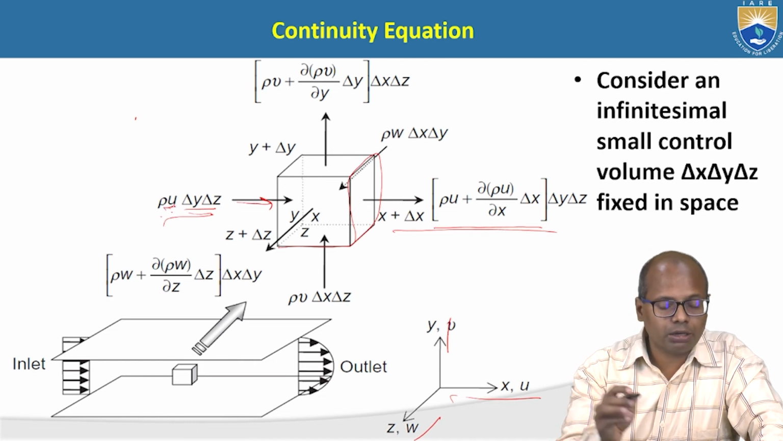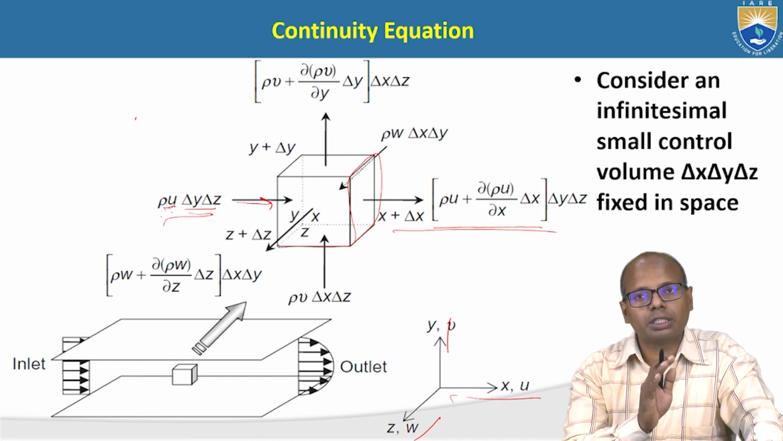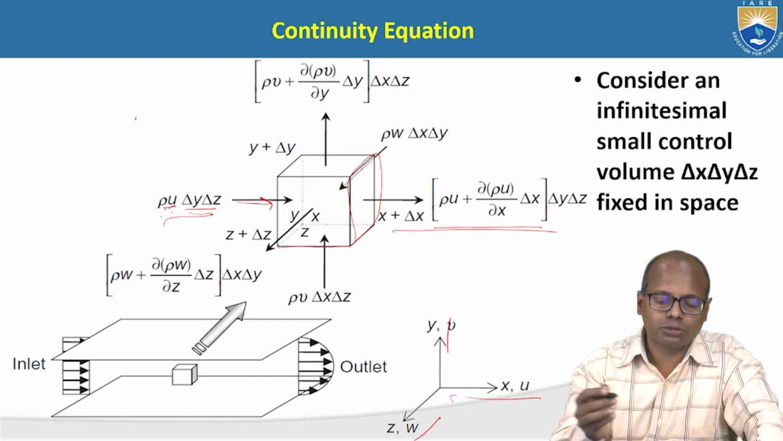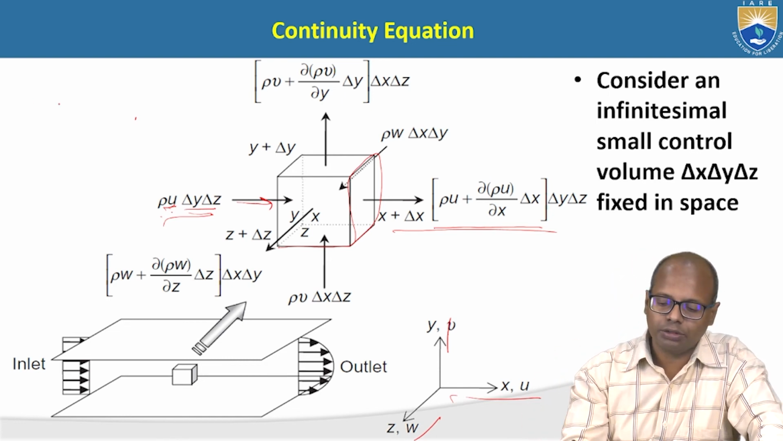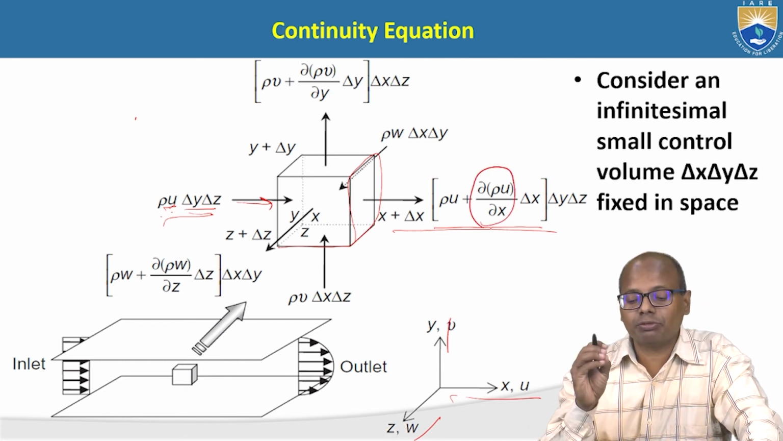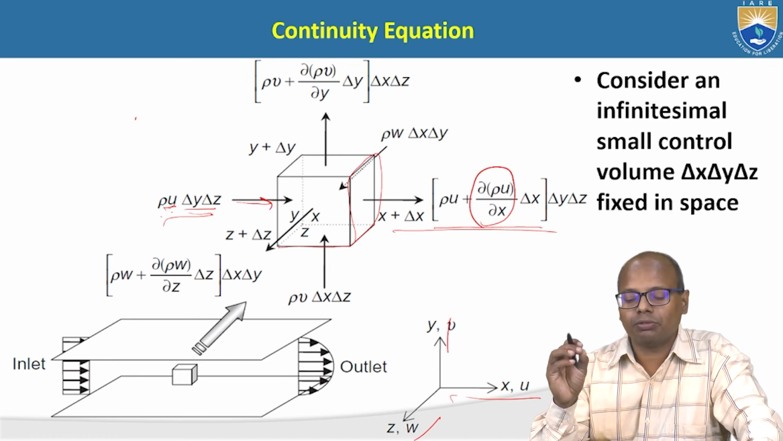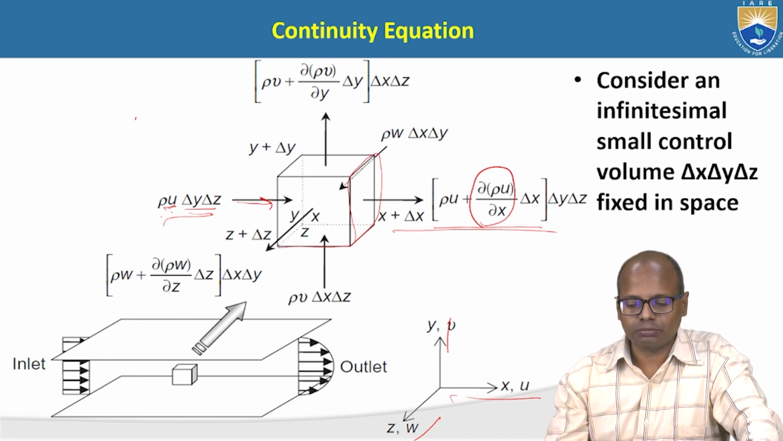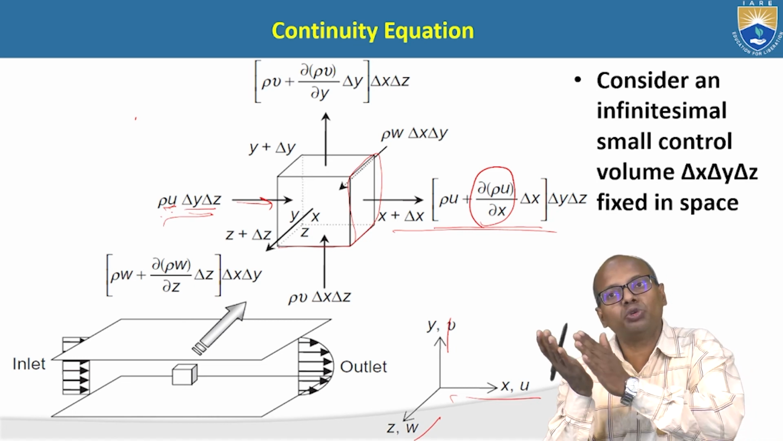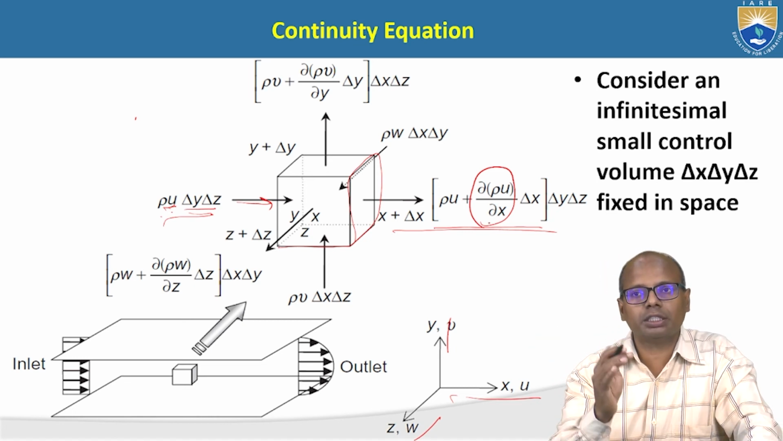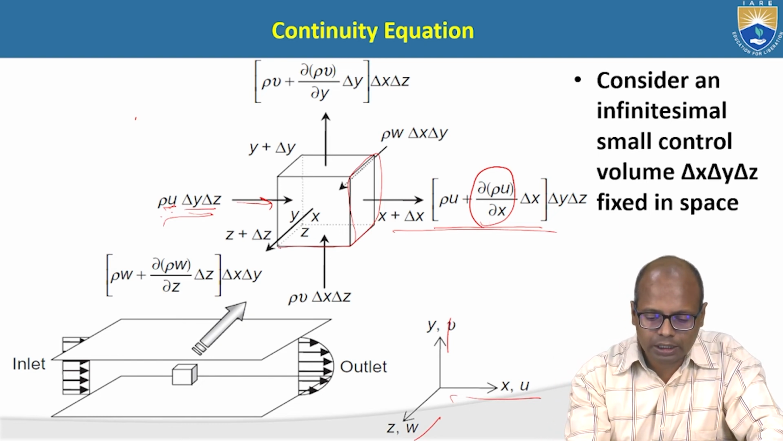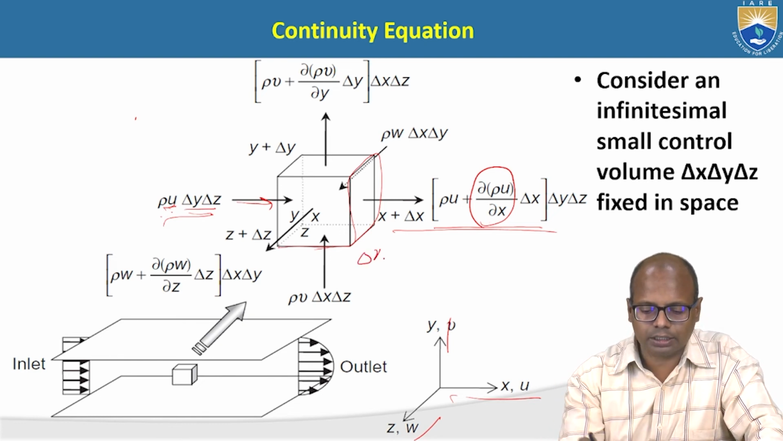Now is the velocity constant? No, the velocity is changing in x direction. At what rate it is changing? So the change in velocity, what is this term? This term is the change in velocity in x direction. Okay, so it is giving the change in velocity in x direction per unit length. Now what is the total length? Total length is delta x.